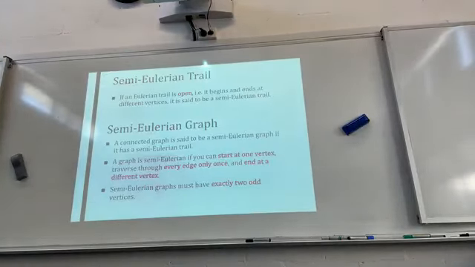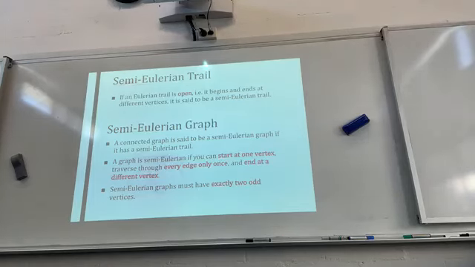Now we're coming to the semi-Eulerian trail. This time, think about open. If an Eulerian trail is open, it begins and ends at different vertices. It is said to be a semi-Eulerian trail. Alright? Semi is when it is open. You still traverse through all the edges, no repeating edges, but you start from one end and finish at the other end. It's a very typical exam question that they will ask you.